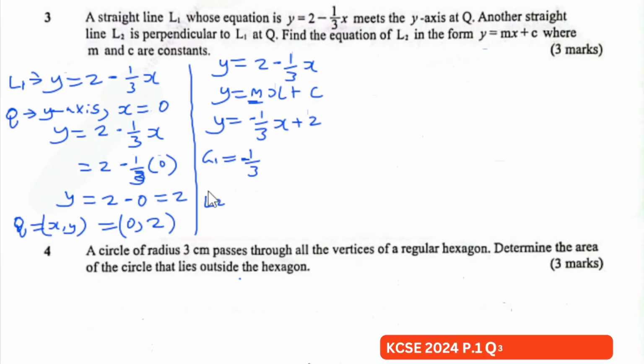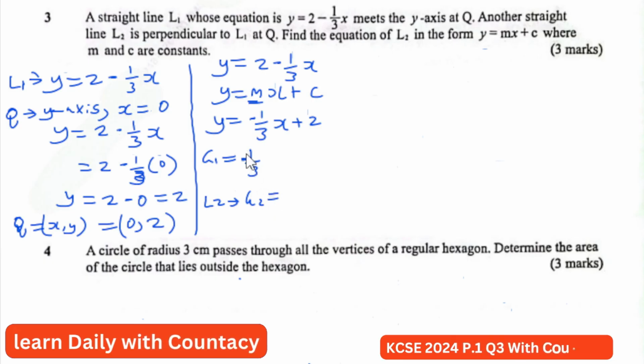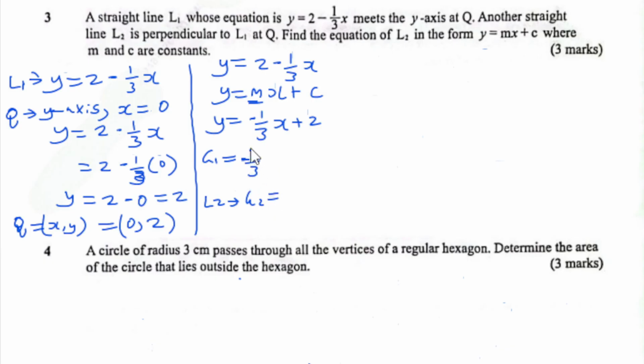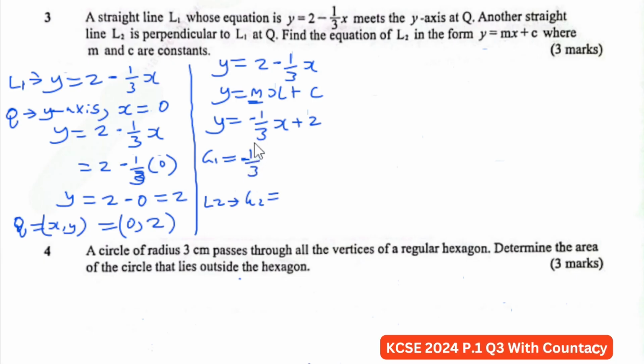How do we know about perpendicular lines? How do we know about their gradients? To get the gradient of L2, what we usually do is pick the gradient of the other line to which it is perpendicular, and then we reciprocate it. This one was negative a third. If we reciprocate this one, we get negative 3, and then we change the sign of that. If we change the sign of -3, we get +3. Therefore, the gradient of this line L2 is 3. So it has helped us to get the gradient of L2.